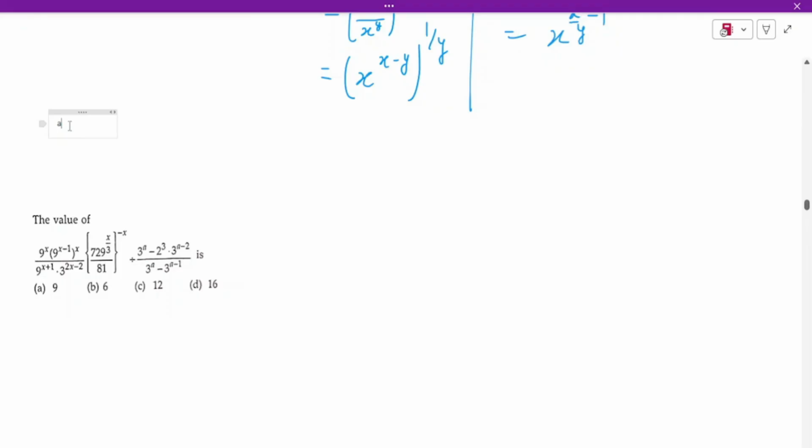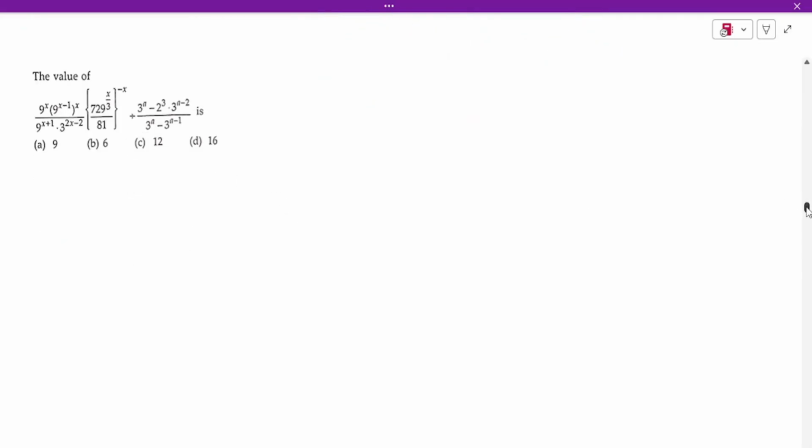Okay. So now this question is a very good question. Let's try to solve this question and comment your answer with the question number, as this is question number 2 for your trial.